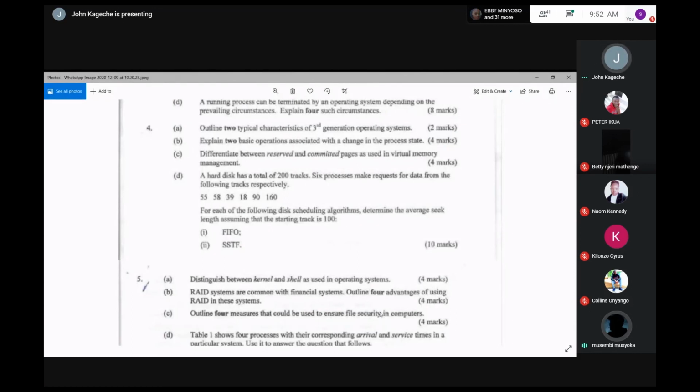Hello. Yes. Hello, sir. Yes. What if you create backups of your files? What if you create backups? You know, backups are okay.